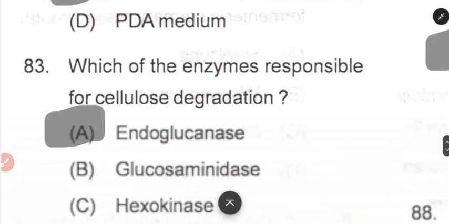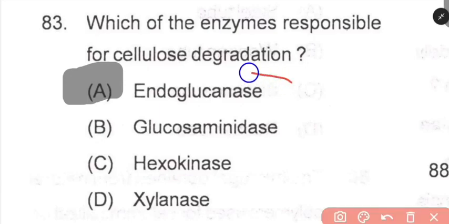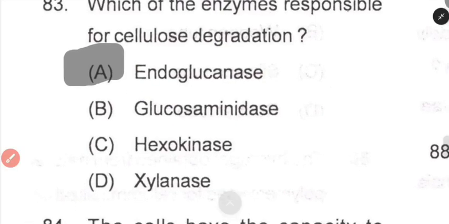Next question. Which enzyme is responsible for cellulose degradation? So to degrade the cellulose, we utilize endoglucanase. Endoglucanase is used. Next question.